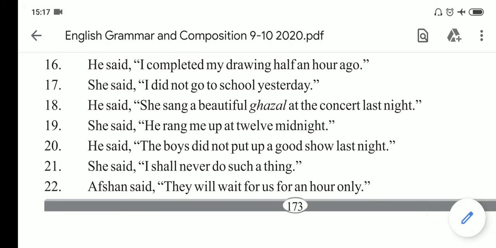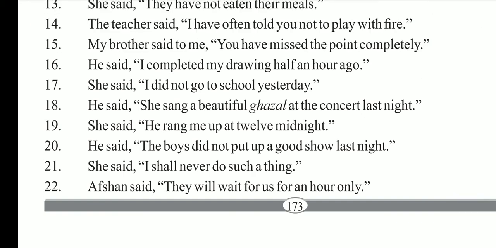Number 17, she said I did not go to school yesterday. Did not means this is already in the past indefinite tense, so past indefinite tense will change into past perfect tense. She said that she had not gone to school the previous day. You can do it with she had not or I had not, it's up to you. She said that she had not gone to school yesterday.